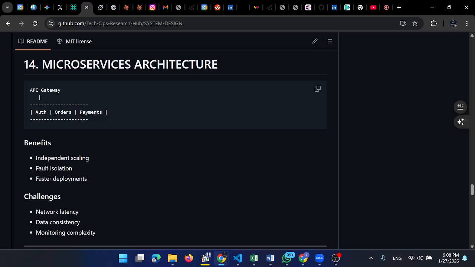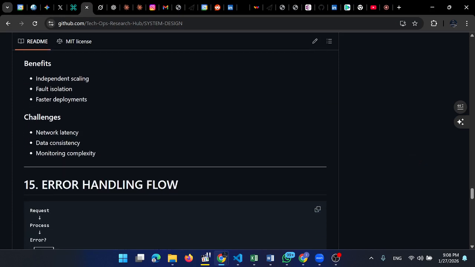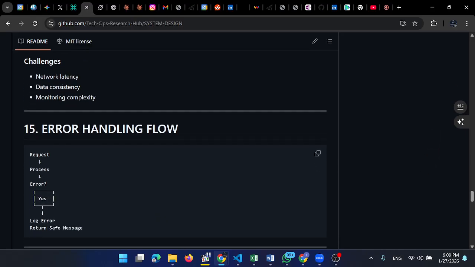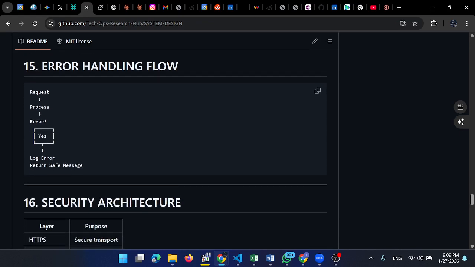First of all, I would like us to look at some of the benefits of microservices architecture. One is independent scaling, two, fault isolation, three, faster deployments. Some of the challenges here, one is network latency. Two is data consistency. Three is monitoring complexity. Very, very important.